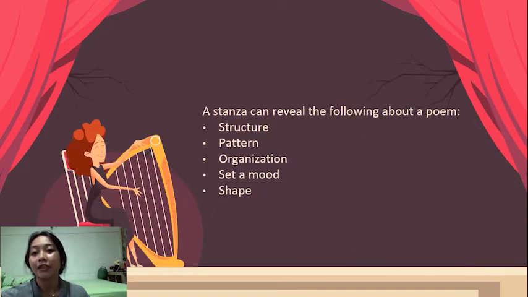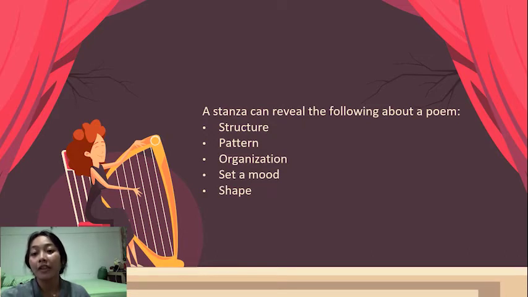So a stanza can reveal the following about the poem. The first is the structure. A poem always has a structural framework in place. Stanza is a part of poem architecture. Pattern. In formal verse poetry, the poem follows rhyme scheme and meter. The first stanza sets the pattern for the overall poem. The rhythm and rhyme will repeat in the second stanza, and so on.